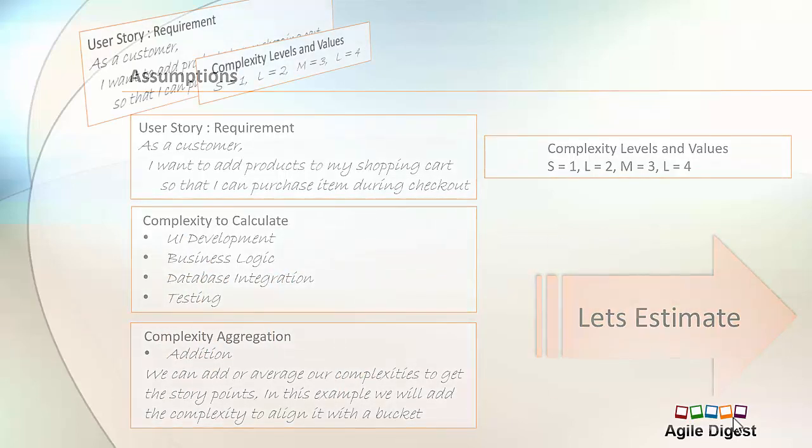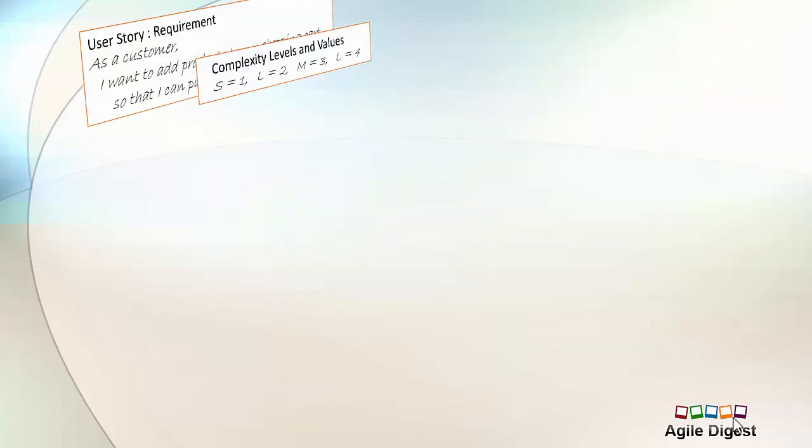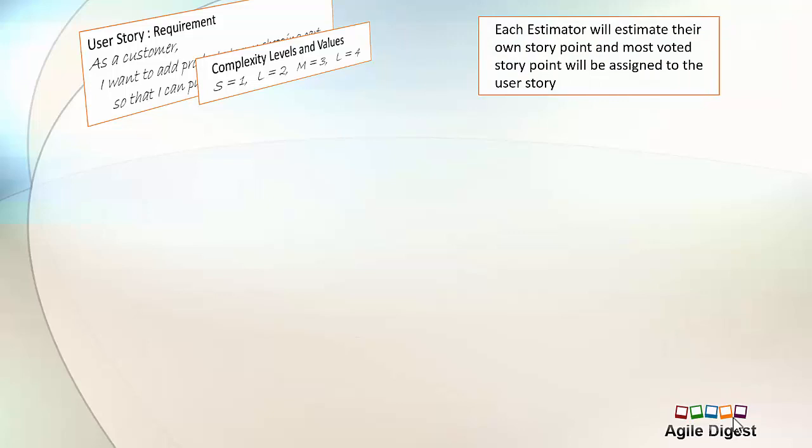Okay, so let's begin. Our user story requirement, as a customer that we talked about: I want to add a product to the shopping cart so that I can purchase at the time of checkout. And this is the complexity level that we assumed earlier: S equal to 1, L equal to 2, M equal to 3, and H equal to 4. One more thing, each estimator will estimate their own story point, and the most voted story point will be assigned to the user story. Each estimator here means the team members, whether it is five team members, two developers and three testers, or three developers, whatever it is. Each team member except the scrum master and the product owner will participate in this estimation. They will run their calculation and come up with a story point.